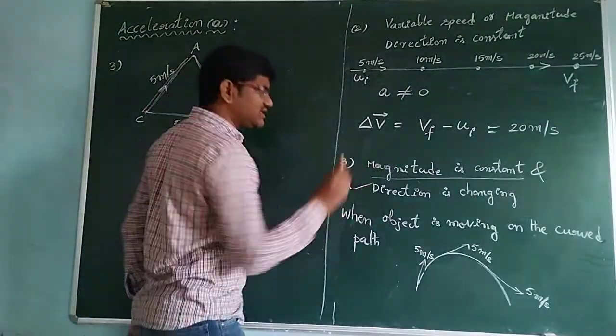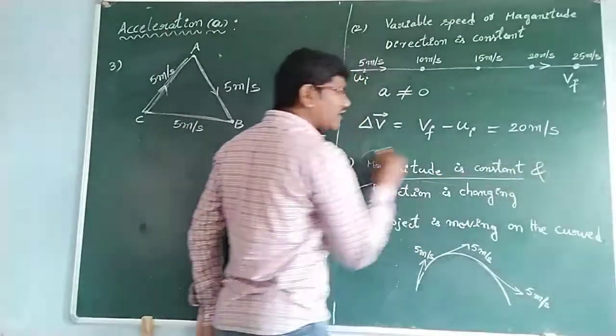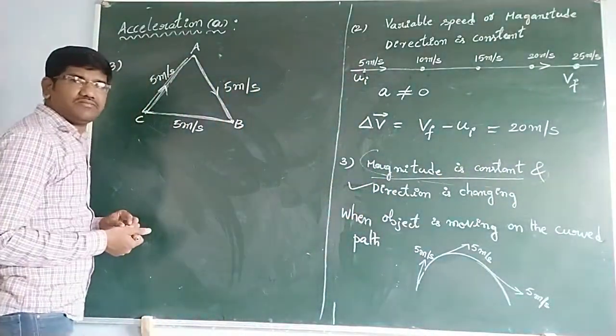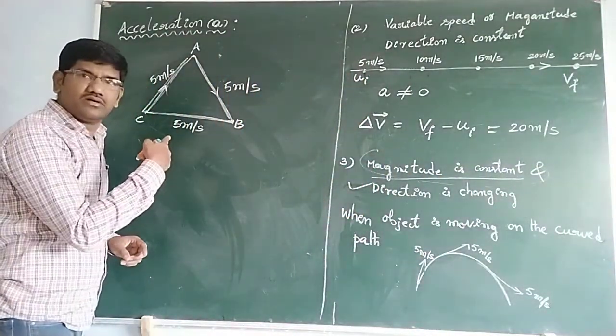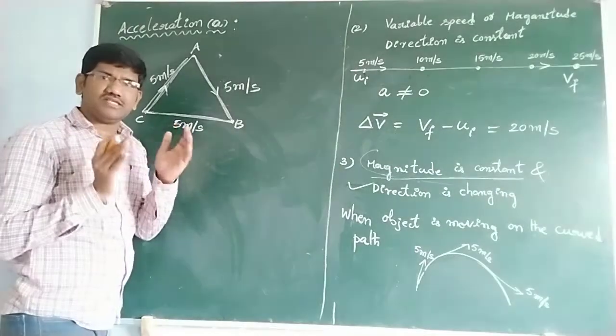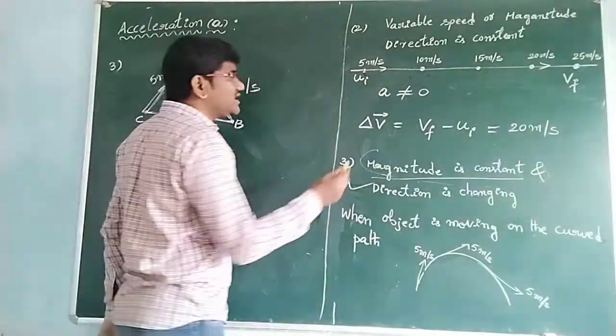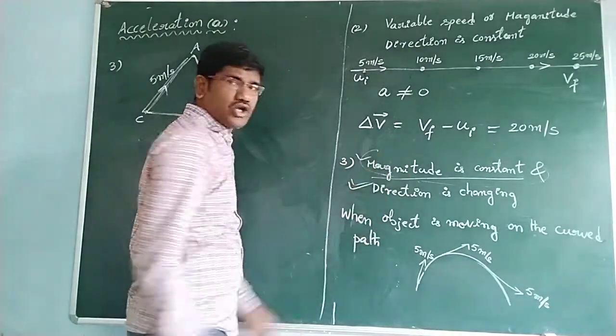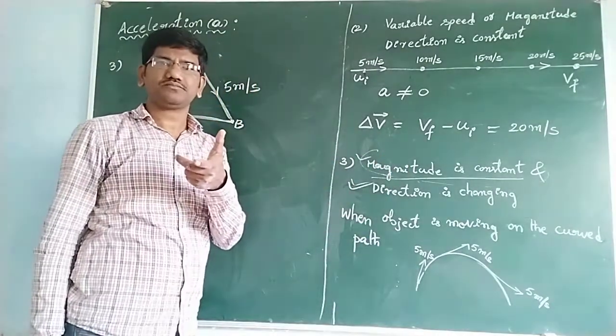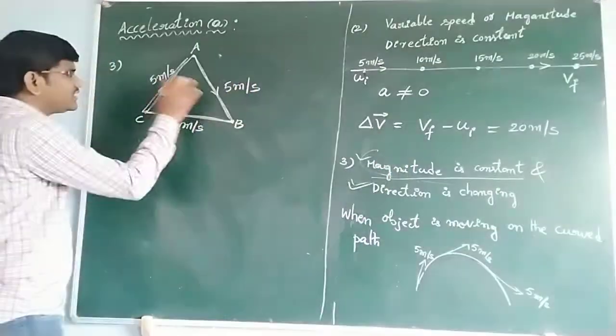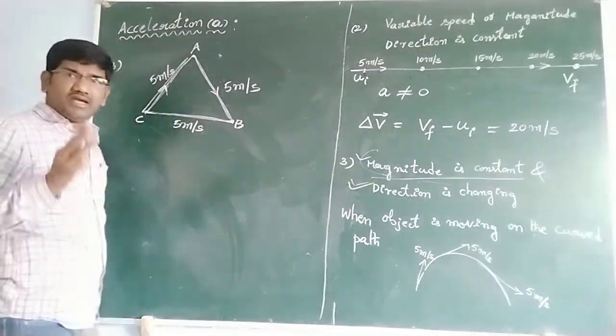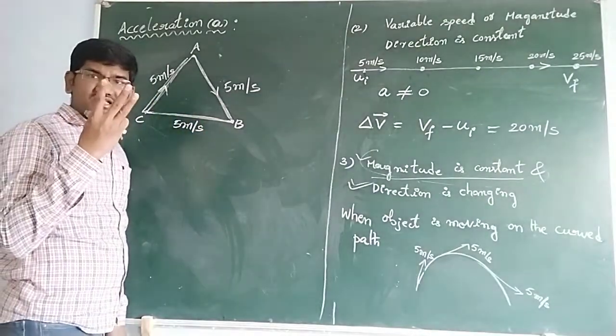So direction is changing, but magnitude is constant. Then also there is a change in velocity. So change in velocity can take place by changing magnitude, by changing direction, or by changing both. Okay, so it is moving in a triangular shape. Its velocity direction changes 3 times.